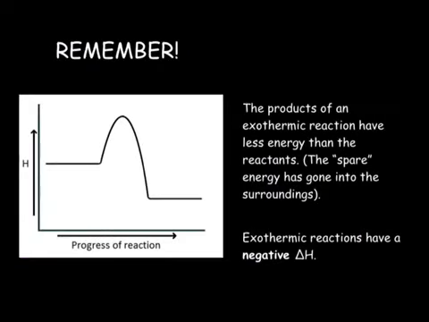As we looked at earlier in this tutorial, we can then relate this back to our energy transfer graphs or our reaction profiles. Remembering the products of an exothermic reaction have less energy than the reactants. The spare energy, that lost energy, has gone into the surroundings. Because of this decrease in levels of energy, the change in enthalpy, the change in energy, will be negative. So, if you get a negative value for your delta H calculation, this means that it is an exothermic reaction. If delta H is positive, it will mean it is an endothermic reaction.